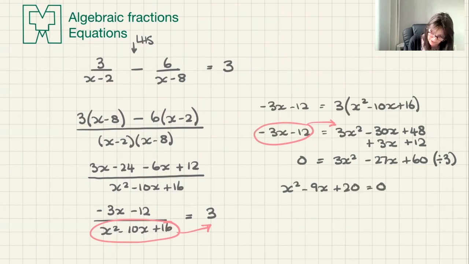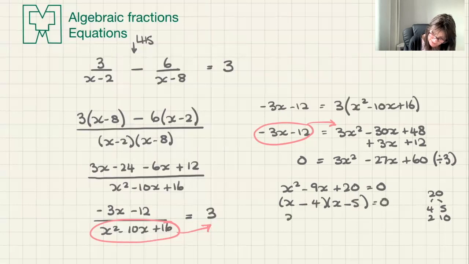And then I can factorize. So I've got my 20, which is 4 and 5, 2 and 10. I'm going to drop my x. I've got neg pos, so it's neg neg. I want to make minus 9, so it's the 4 and the 5. They can just go in either way round. So x must equal 4 or x must equal 5.